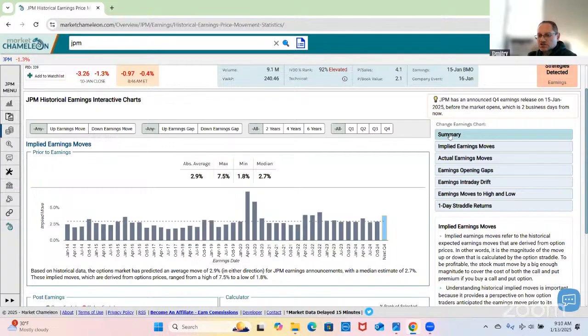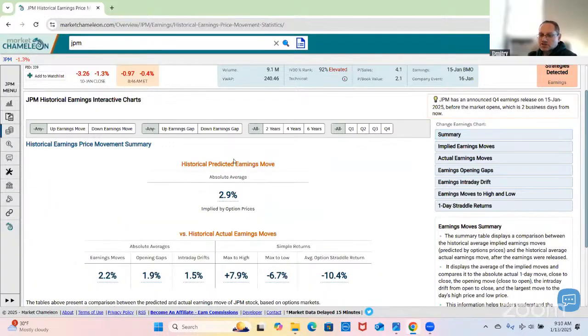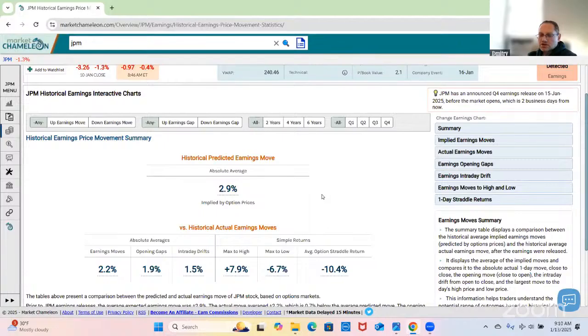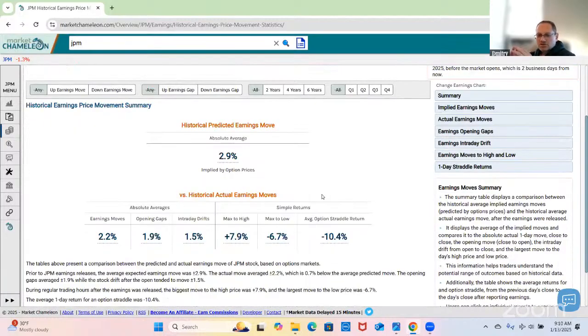And I'm going to click on this summary. This takes us back to this page again. So now that we've got a quick idea of what the options tended to price, what about the actual earnings moves? That's what the options anticipated. They priced it in. But how did that compare to the actual moves in the stock after reporting earnings? That's what this is over here.